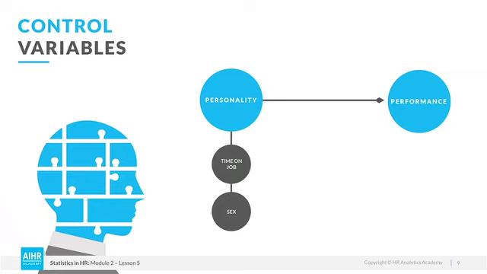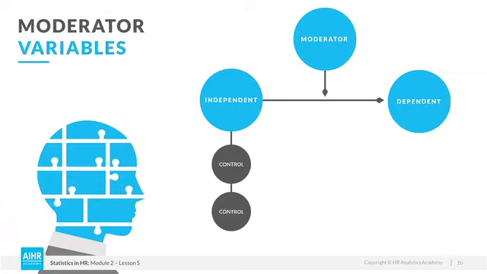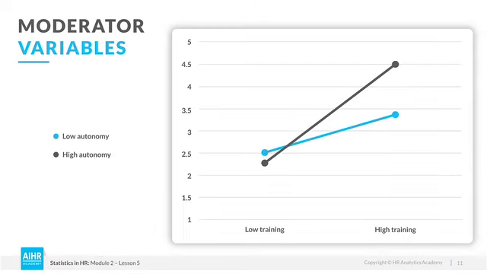Now, another thing that you want to consider in your statistical test are what we statisticians call moderator variables. Moderator variables influence the relationship between the independent and the dependent variable. A good example of moderation can be seen in this picture, where they show the effect of training level on job performance for two groups of people. People who have a high degree of autonomy in how they conduct their work, and people who haven't. Here, autonomy is the moderator variable.